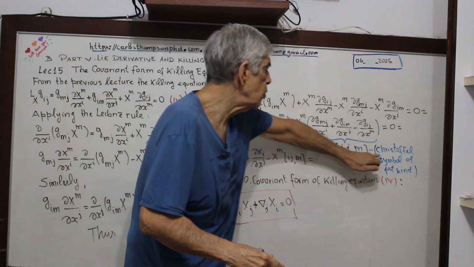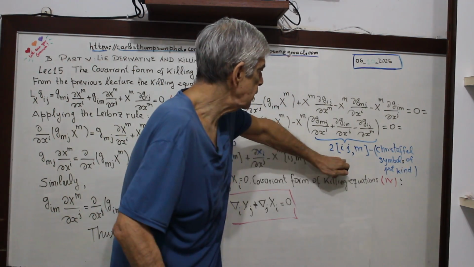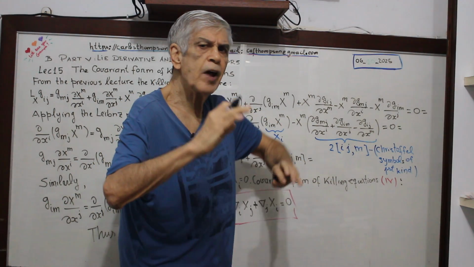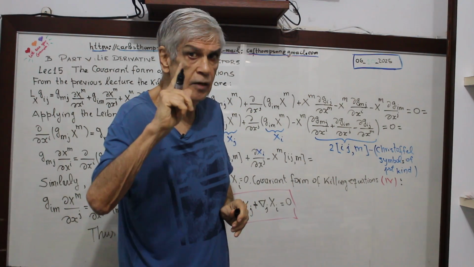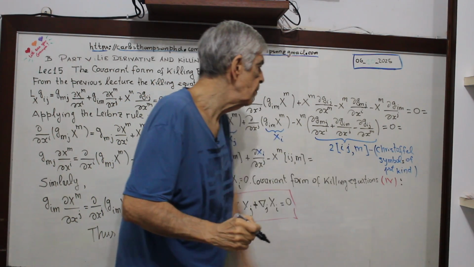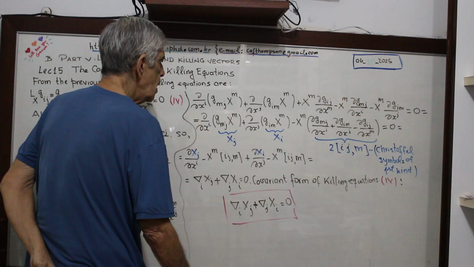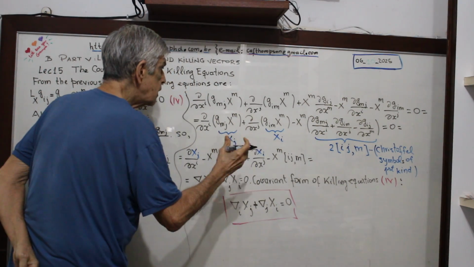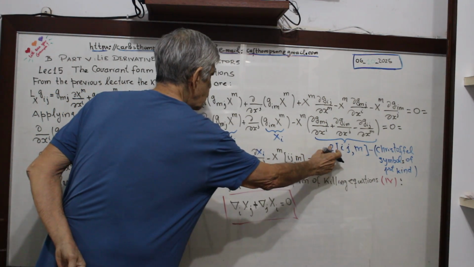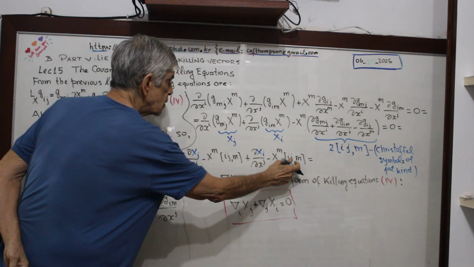This is a Christoffel symbol of the first kind. You just impose the covariance of the tensor G is equal to 0. This will lead to the Christoffel symbols of the first kind. This is 2 times. Then, from here, I can combine this term here with one of these. This is 2 times this. So this one comes here and the other one comes there.